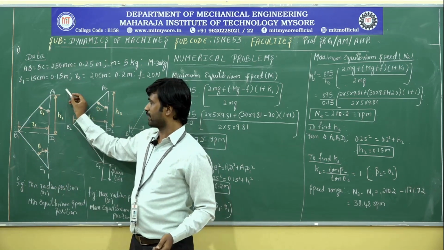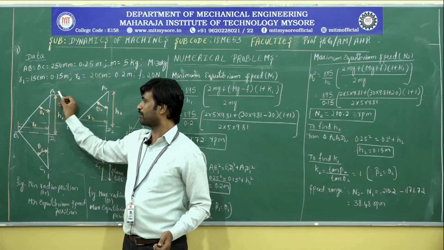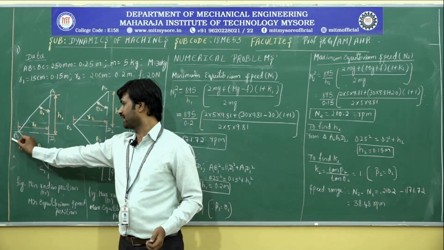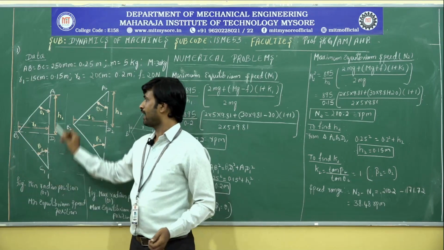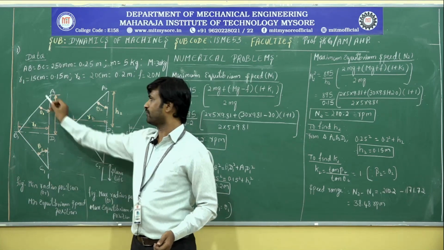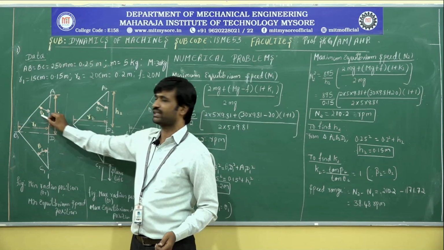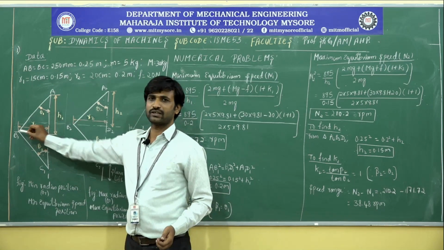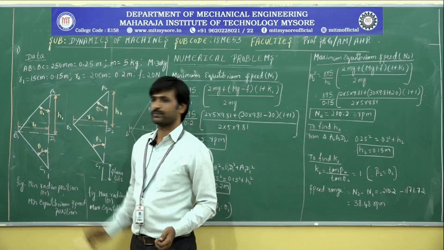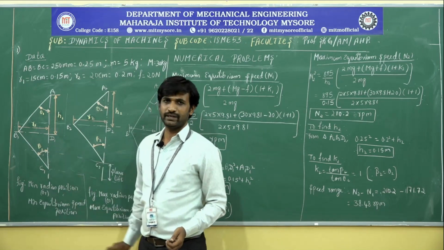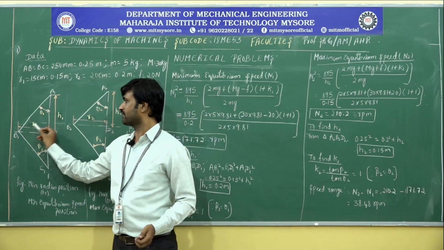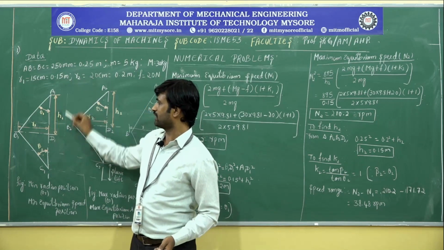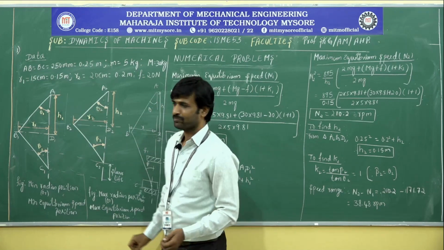Here, we represent the length of the upper arm by A1 B1 and the length of the lower arm by B1 C1, and the angle of inclination of the upper arm with respect to the spindle axis we have denoted by theta 1, and the angle of inclination of the lower arm with respect to the spindle axis we have denoted by beta 1, and the radius of rotation we have denoted by R1, and the height of the governor we have denoted by H1.